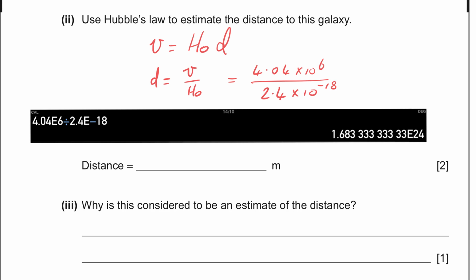And I'm getting that. And since our value for h naught only goes to 2 significant figures, then we need to quote only to 2 significant figures because we're being limited by the 2.4. So that would go down as 1.7 times 10 to the 24 meters.